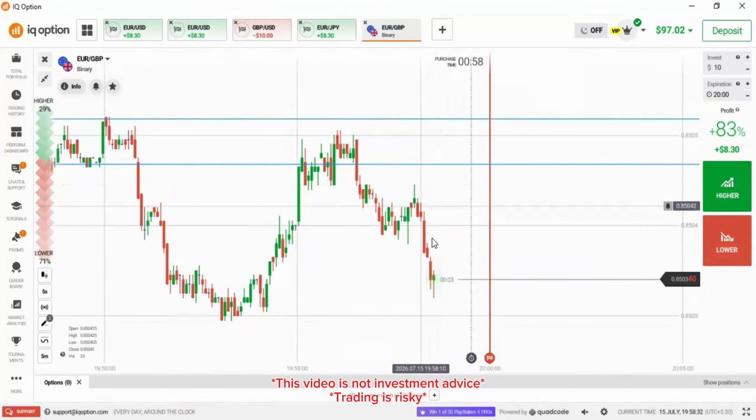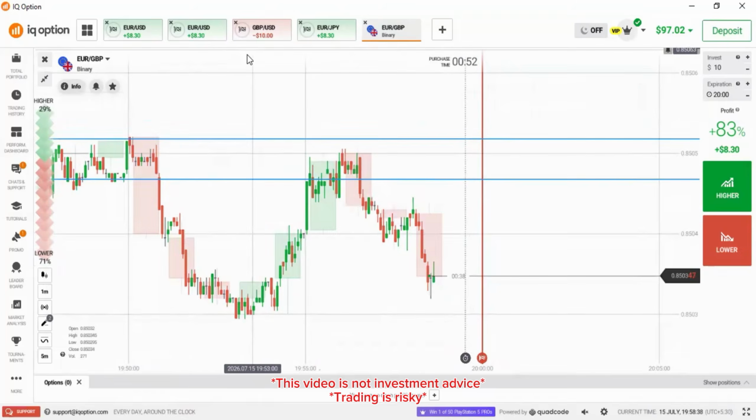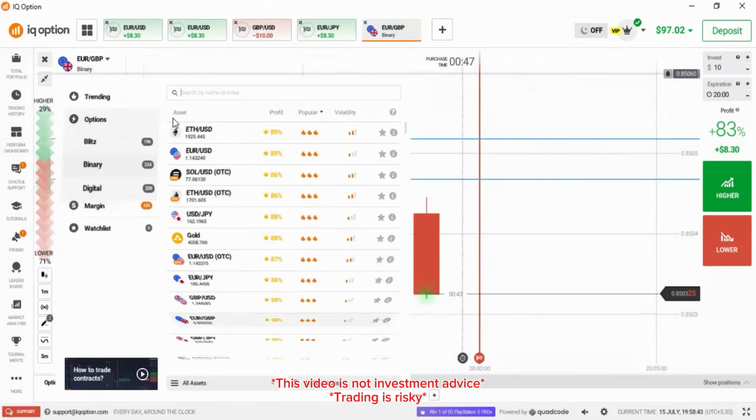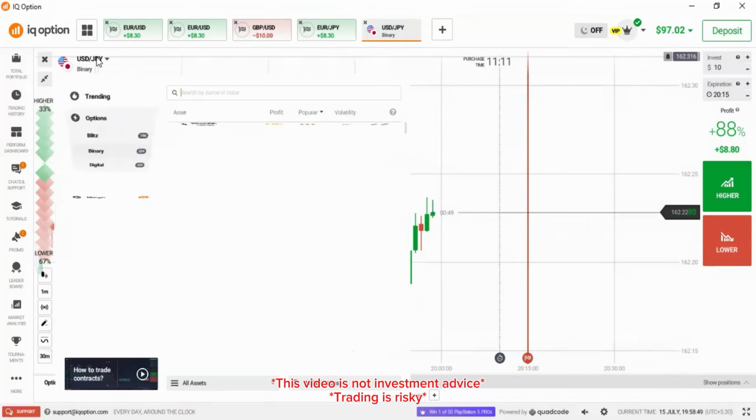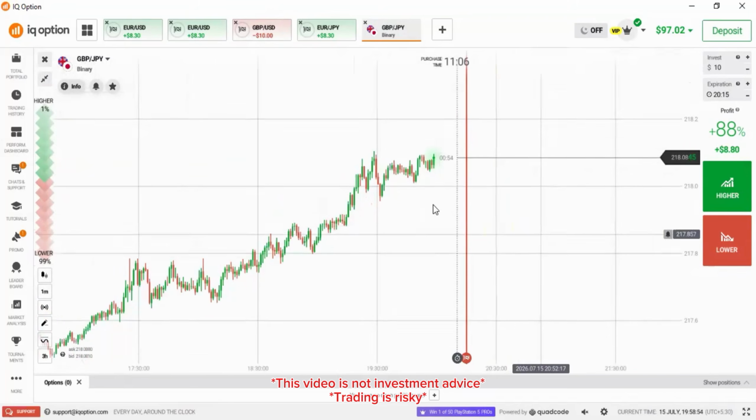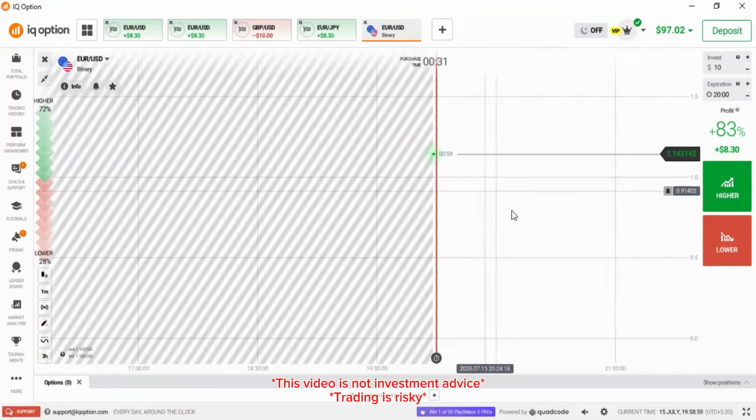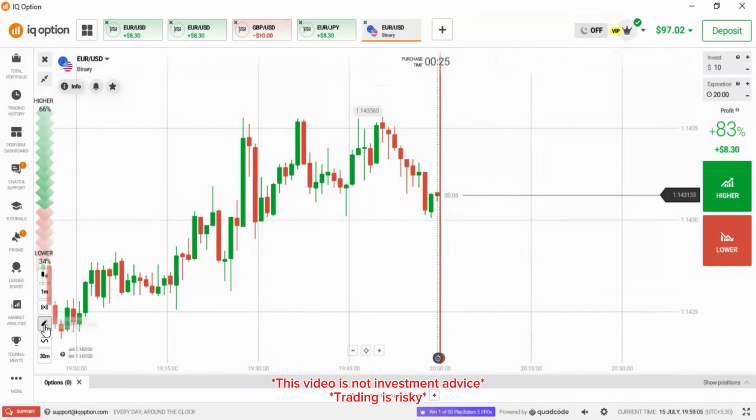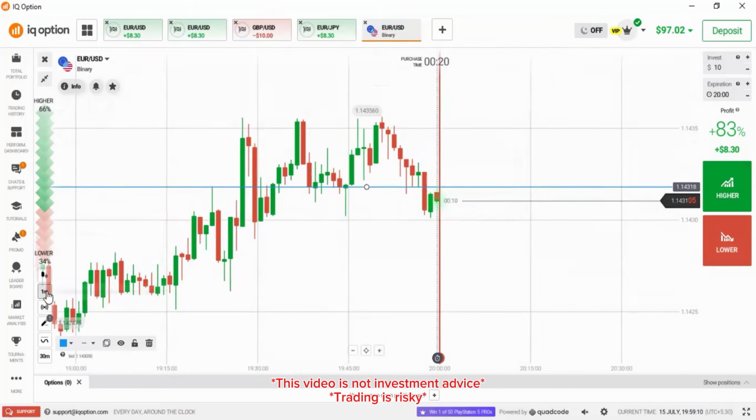So from this point, it rejected already, reversed. So I will try to check other pairs. Okay, I have few pairs only to take a trade. Okay, I will wait. I think I may get one opportunity here.